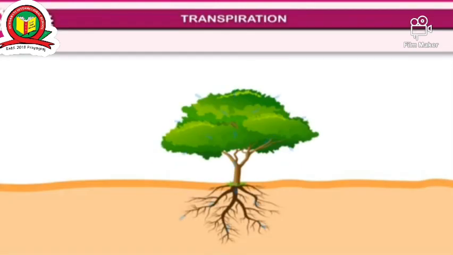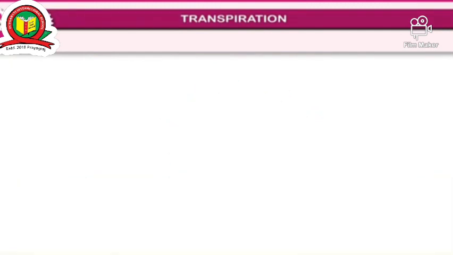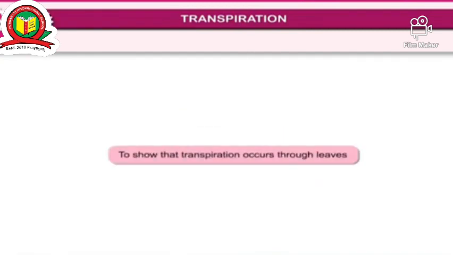Transpiration. You know that plants absorb a large amount of water from the soil, but the plants do not consume the entire water. Only 2 to 5% of the total absorbed water is utilized by the plants. The rest of the water is lost from the aerial parts of the plants in the form of water vapor. Thus, the process in which excess water is lost from the leaves in the form of water vapor is called transpiration.